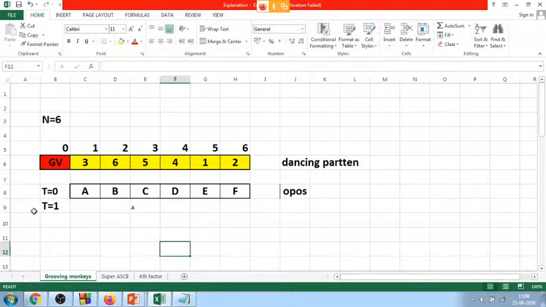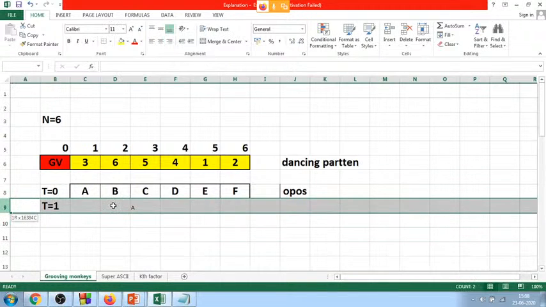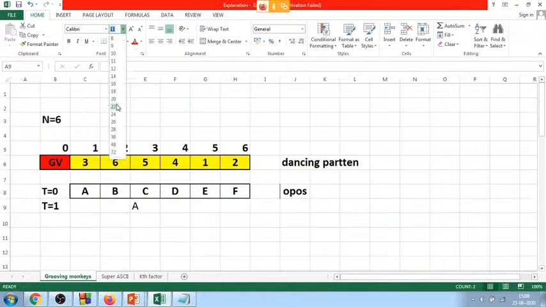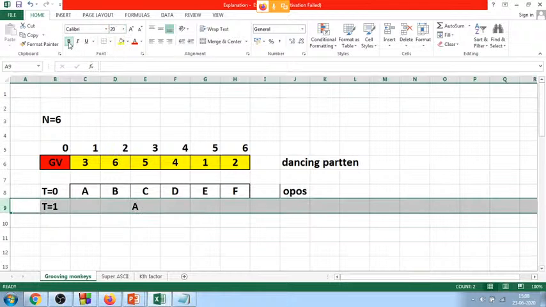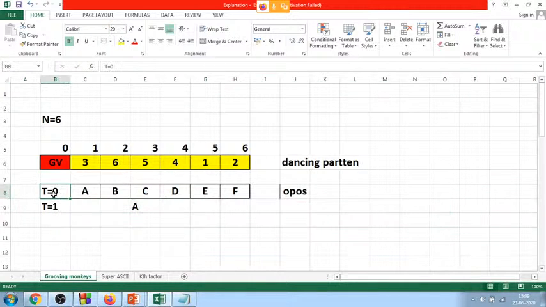At your first step, I want this person to move to the 3rd position. I will increase the font size of this. Clear? This is the initial value. At the first second, A will move to the 3rd position. B will move to the 6th position. So B will move here. And what about C? C will move to the 5th position. And D will move to the 4th position. D is already in the 4th position, so there is no change. It will be as such.